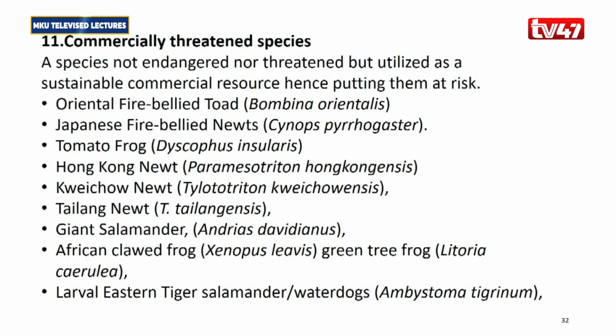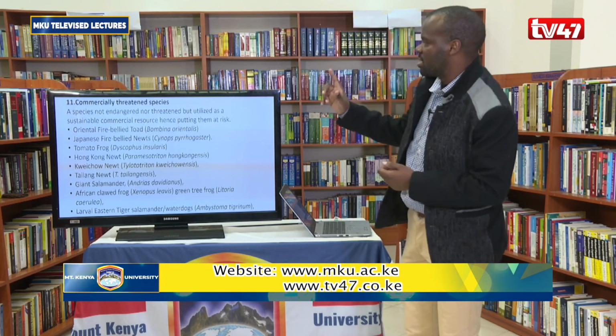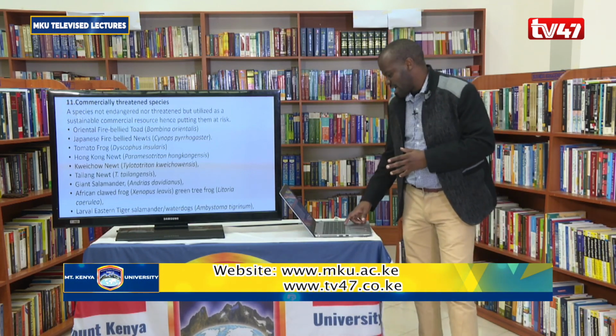And then if you look at the Oriental fire-bellied toad and Japanese fire-bellied toad, you find that most of them are normally collected and imported to other countries because of the products that they produce. Like the Japanese fire-bellied newt, they normally produce toxins that are harvested, and this harvesting has really caused their numbers to reduce. That's why I'm saying that whatever activity is taking place around their habitats and around their lives causes their reduction. Hence, these put them under high risk.